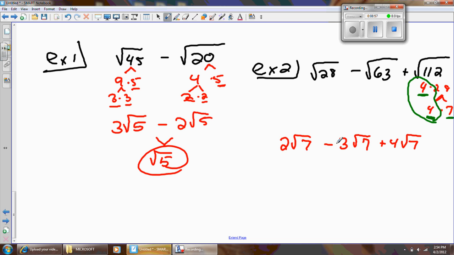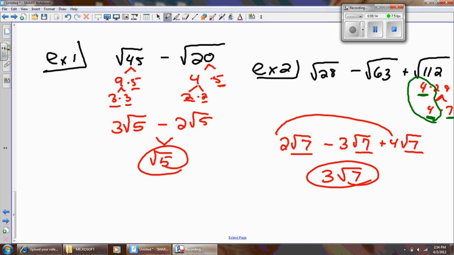And look at that. All 3 rads broke down into rad 7s. There's a positive 2, a negative 3, and a positive 4. Well, I know that 2 and 4 is 6, minus 3 is 3, so my answer must be 3 rad 7. Okay? Notice I didn't touch a calculator for any of this. You won't be allowed to either. Your geometry teachers are going to expect you to know how to break down rads. It's a big part of math from geometry, algebra 2, and so on.